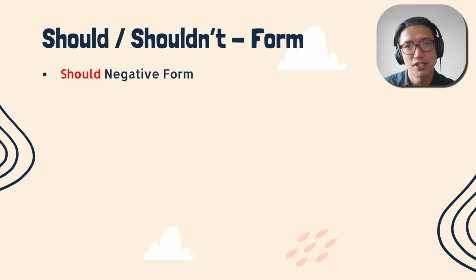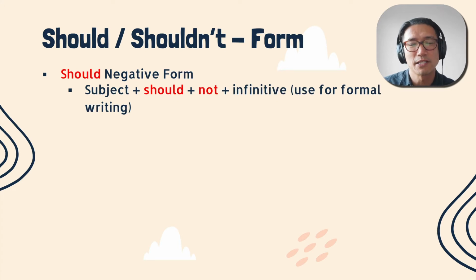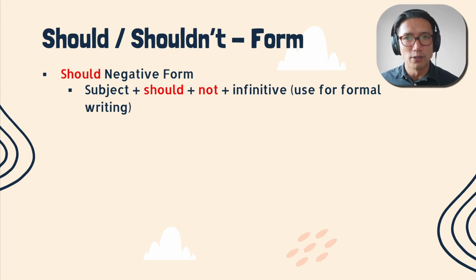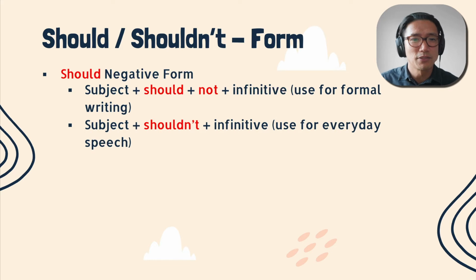For negative, should in the negative form is subject plus should plus not plus infinitive, or you could use shouldn't. Okay, so should not, or any non-shortened forms, we usually like to use these for formal writing. So think about that when you're writing an essay. You should probably use should not and not shouldn't, unless it's people talking. So subject plus shouldn't plus infinitive is used for everyday speech. So when you are talking in class, I highly recommend you use the shortened form because it just comes out of your mouth quicker.